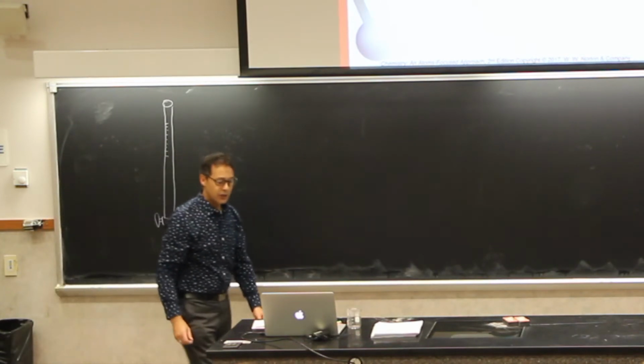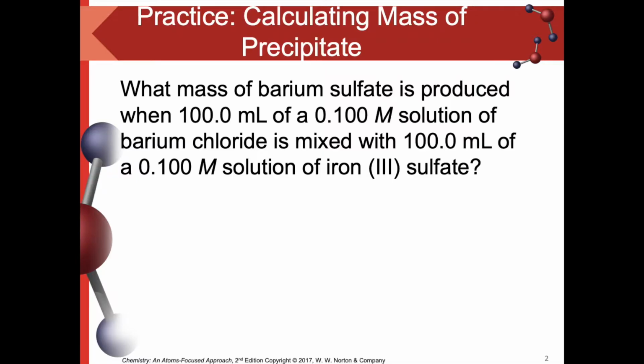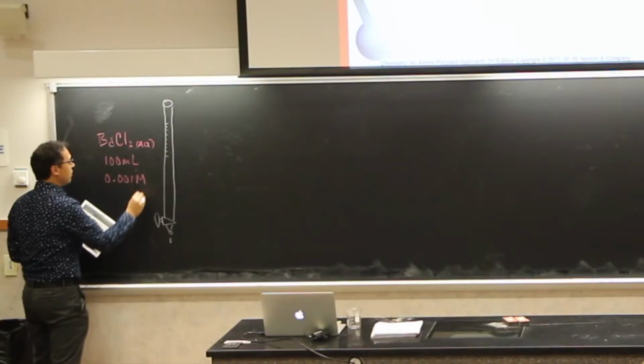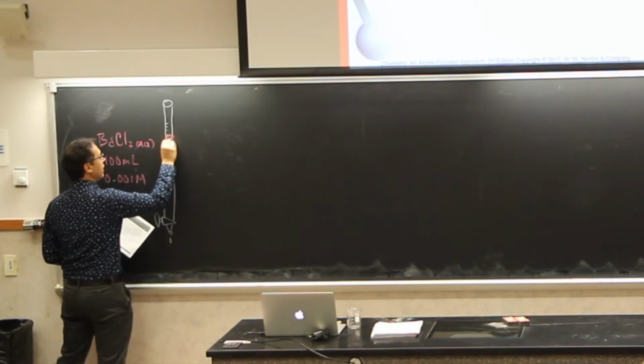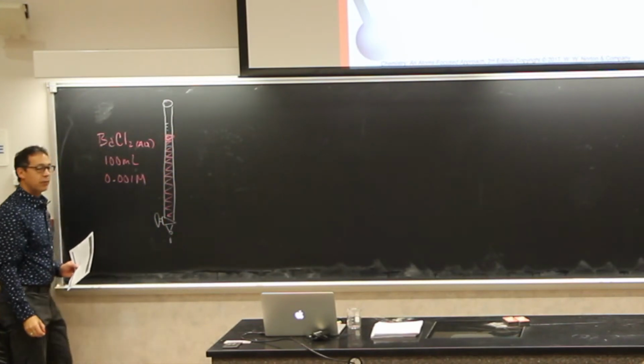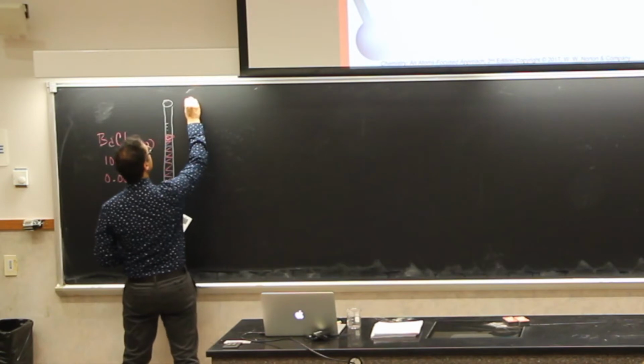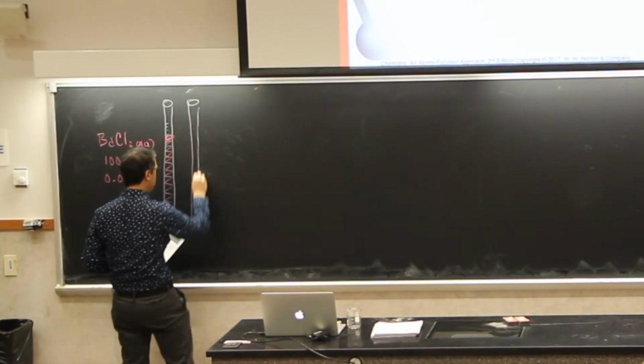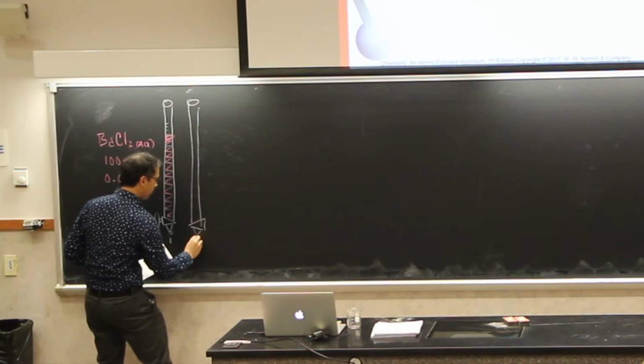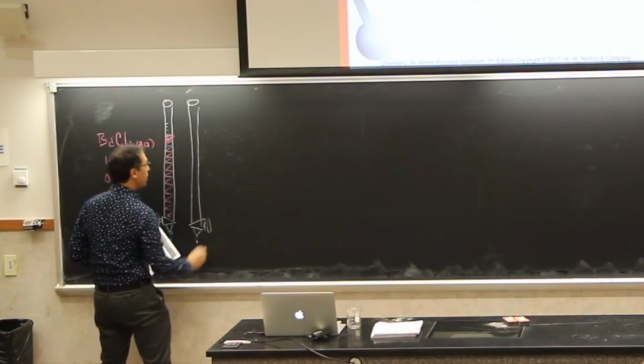Now in one of these containers, it tells us that we have some barium chloride, aqueous, dissolved, and we have 100 milliliters of it, and its concentration is 0.001 molar. And we have that here in our burette. And in a second burette, we have another solution that will drip in, like that.